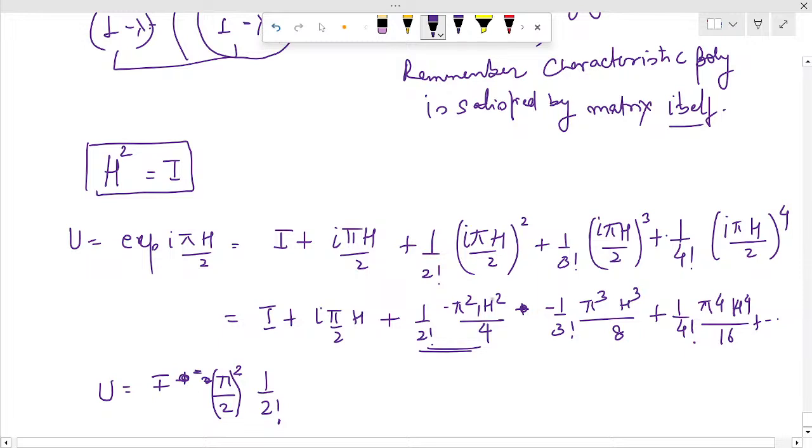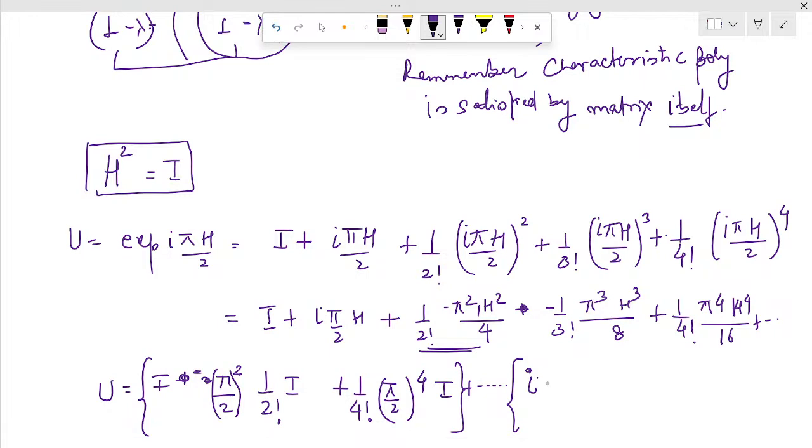Remember, h square is what? H square is identity, so I'll write identity here. Remember, h power 4 would be what? H power 4 would be identity square, again identity. So I'll write 1 upon 4 factorial pi upon 2 raised to power 4, here identity, and so on and so forth. And then you'll have this term. I'll take iota h common, and then this is pi upon 2 minus 1 upon 3 factorial, this is h whole cube.